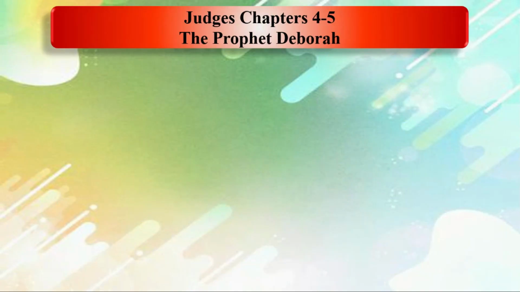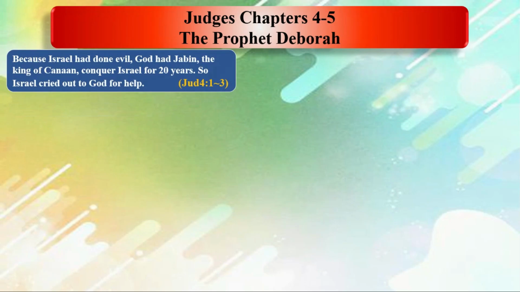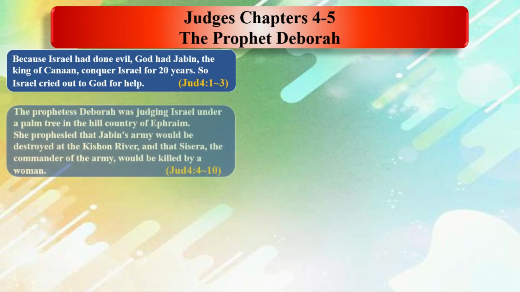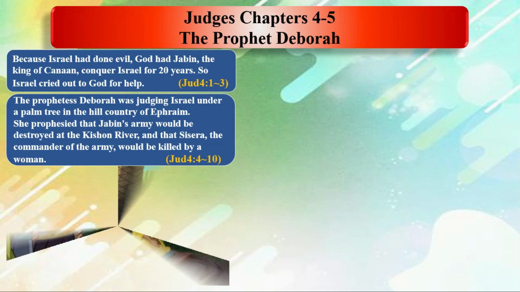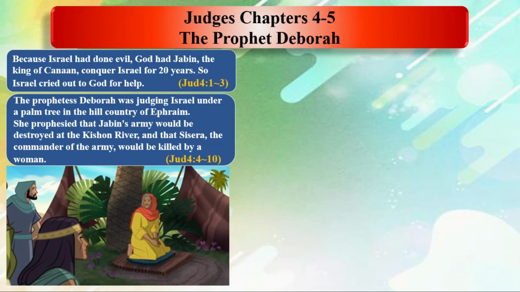Judges. Chapters 4-5. The prophet Deborah. Because Israel had done evil, God had Jabin, the king of Canaan, conquer Israel for 20 years. So Israel cried out to God for help. The prophetess Deborah was judging Israel under a palm tree in the hill country of Ephraim. She prophesied that Jabin's army would be destroyed at the Kishon River, and that Sisera, the commander of the army, would be killed by a woman.